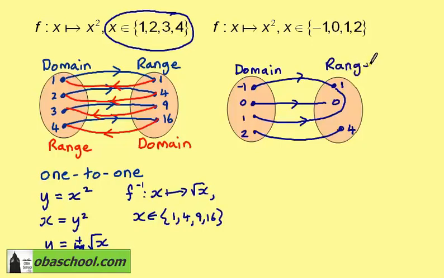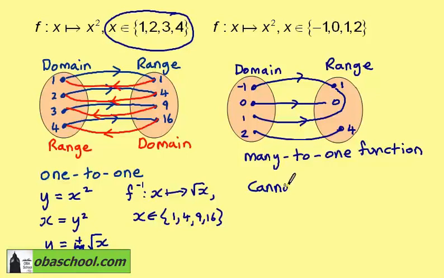We can see here that with two values in the domain giving the same value in the range, this is a many-to-one function. This function cannot have an inverse. We cannot produce an inverse for a many-to-one function.